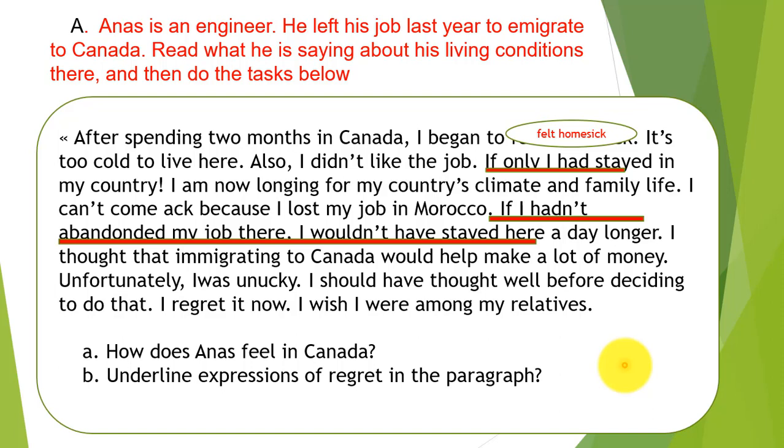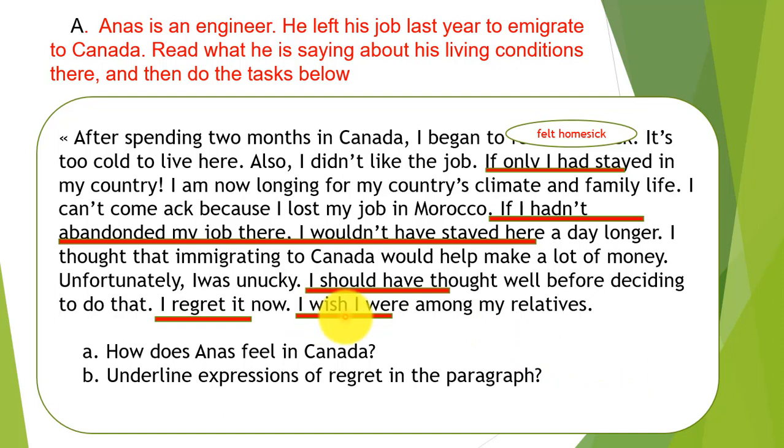Second: if I hadn't abandoned my job there, I wouldn't have stayed here a day longer. This is the second expression, and for those who are accustomed to such a structure, this is the conditional type 3 structure. The third expression is: I should have bought well. The next one is: I regret it now. The last one is: I wish I were among my relatives.